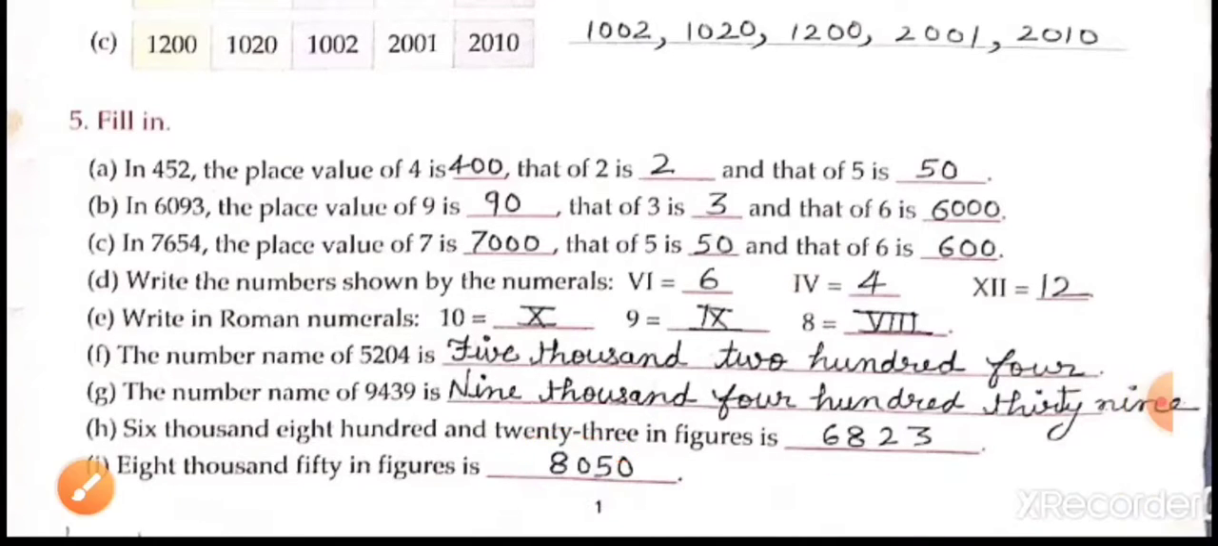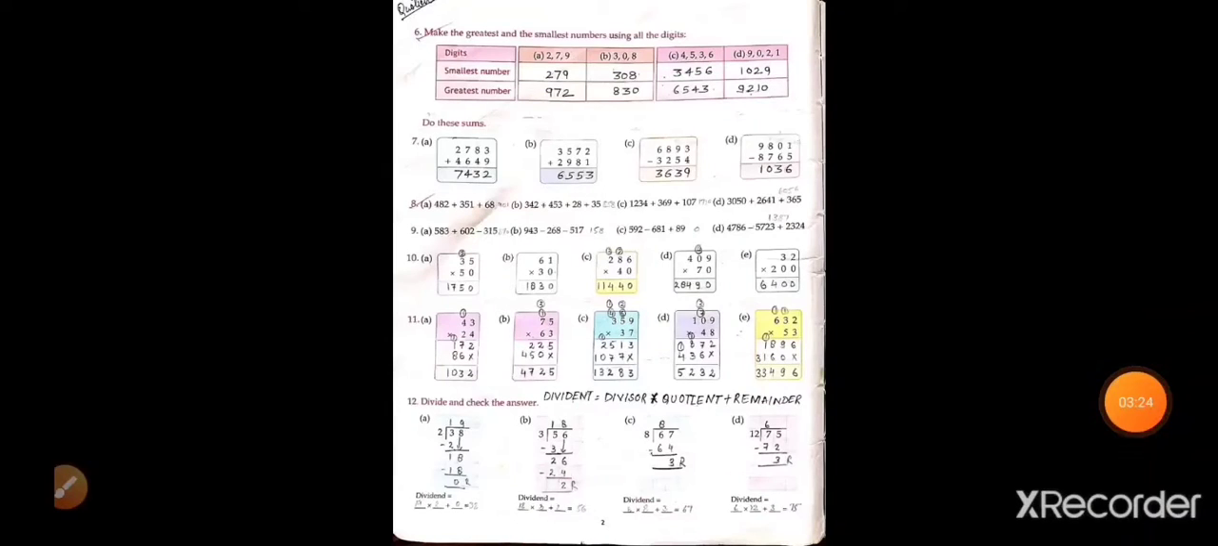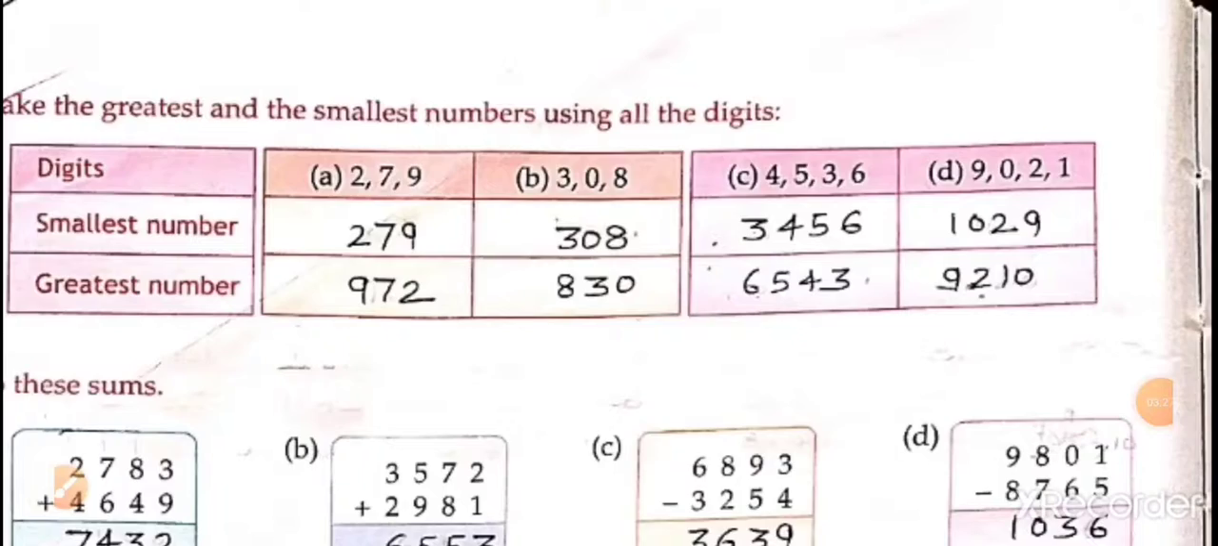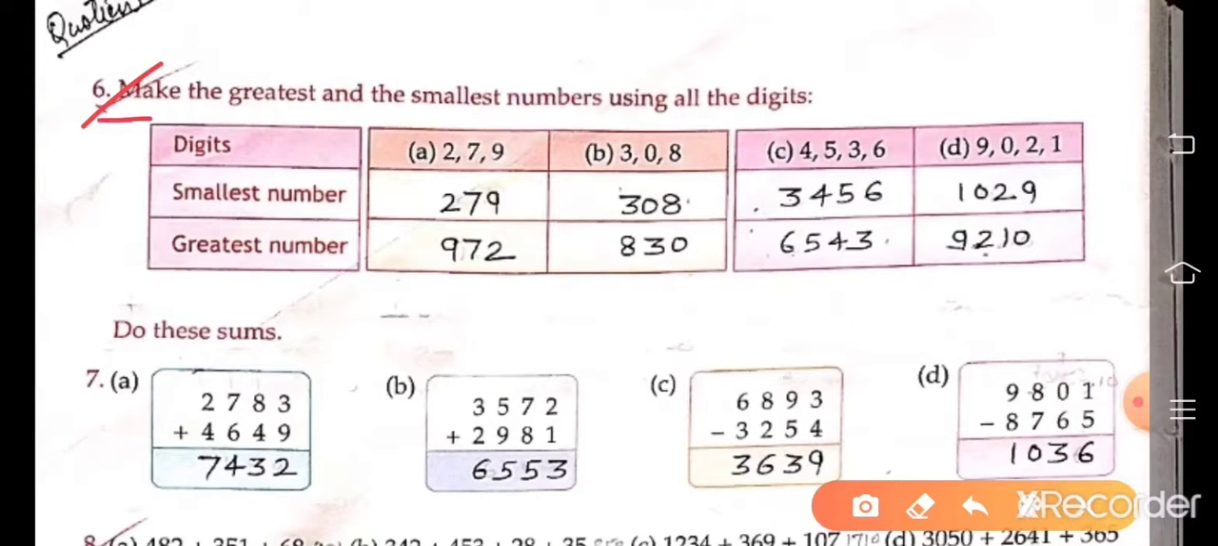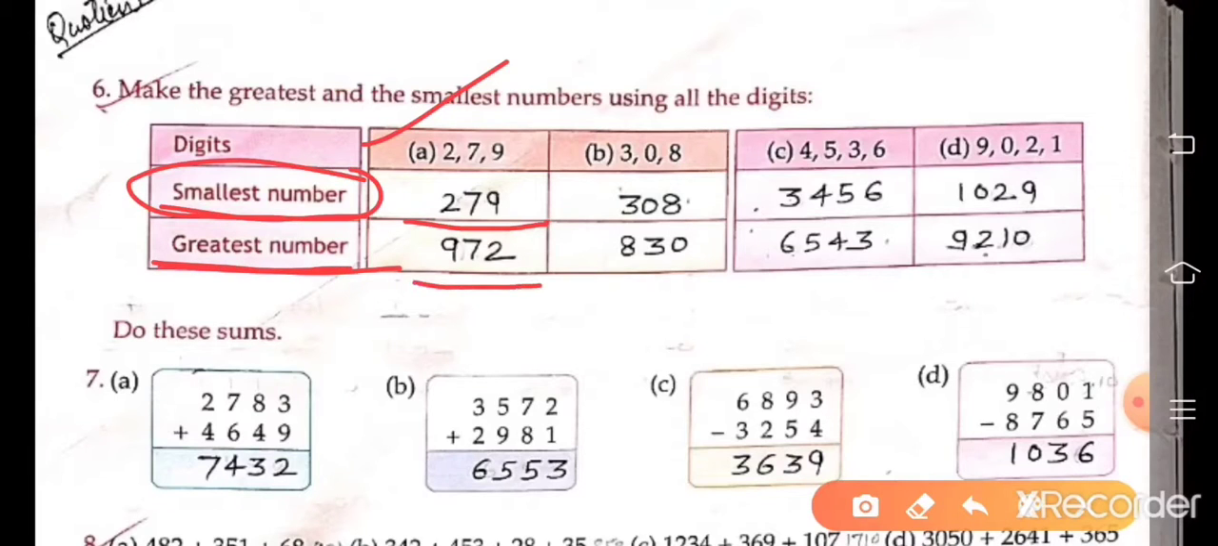Okay, now next page, this is page number 2, and here question number 6, make the greatest and the smallest numbers using all the digits. Digits are given here, so from these digits we have to make the smallest number and the greatest number. So A part, 279, so smallest number 279. First we write the 2, then 7, then 9. Okay, greatest number 972. First we write 9, the greatest digit, then 7, then 2.